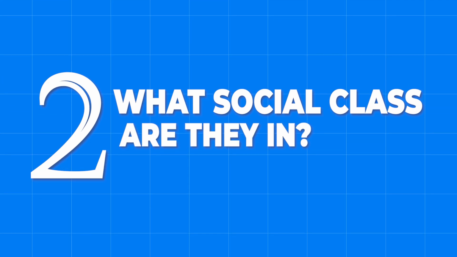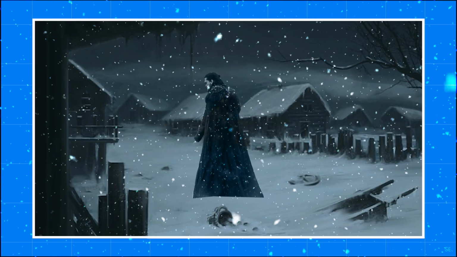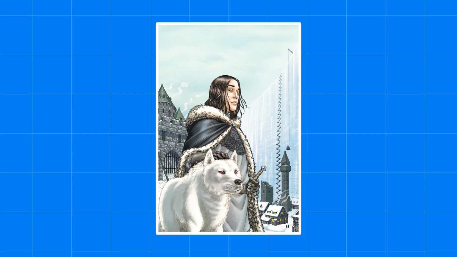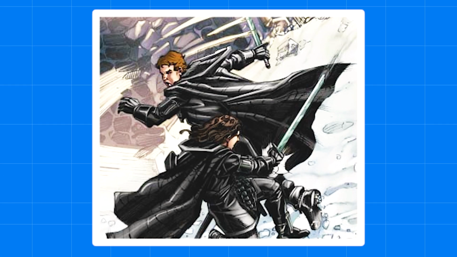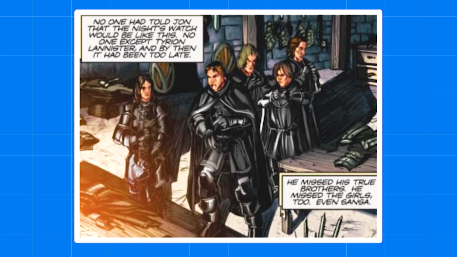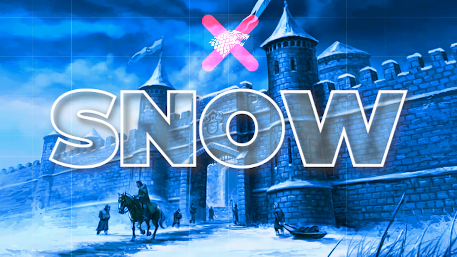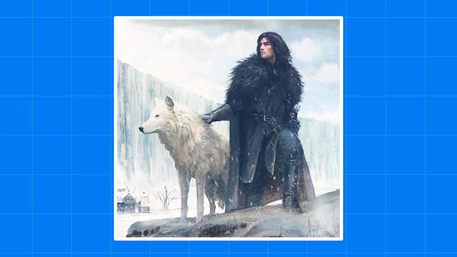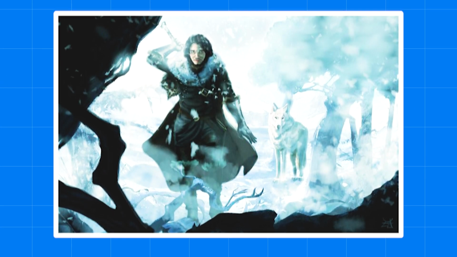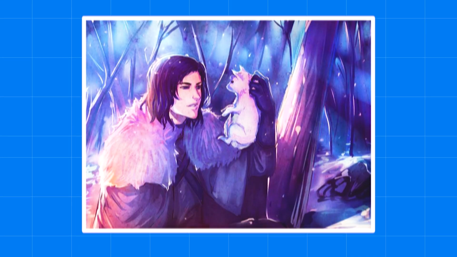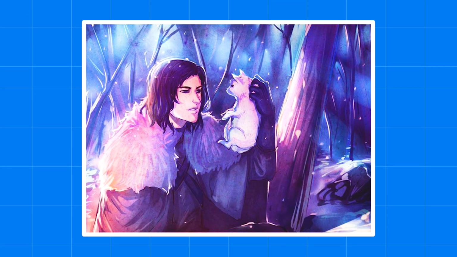Question 2. What social class are they in? Jon is the illegitimate child of a noble house. He grew up in a castle. He is trained like a noble, but he is not allowed to inherit lands or titles. This is where the word Snow matters. Snow is not a normal family name. It is a social label. It tells everyone that Jon is a bastard. The name doesn't describe who Jon is. It describes what he's not allowed to be.